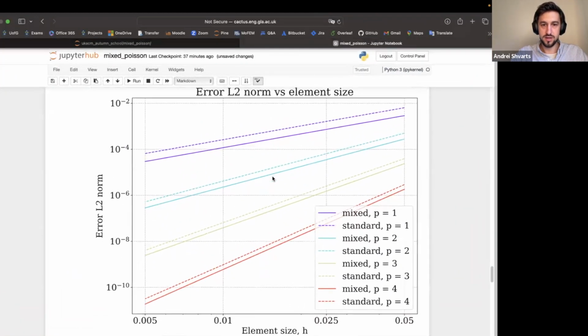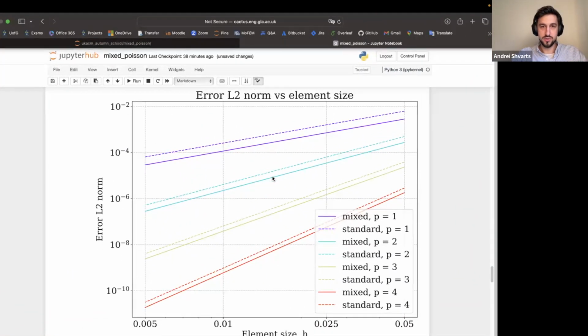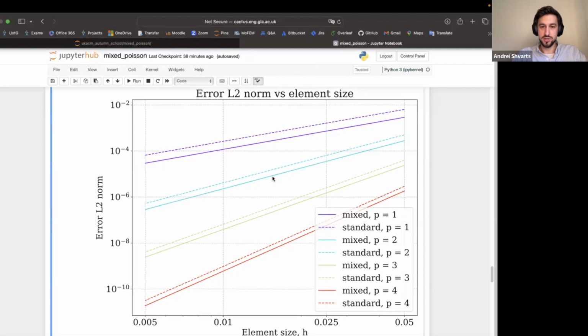And we can use this plot to check the formulation that we are using over here. So we're comparing here the mixed, the full curves, with the dashed ones for the standard formulation for the orders from 1 to 4, as was designed, and then the element size is decreasing from 10 to the power minus 2 to 10 to the power minus 3. So we are decreasing the element size 10 times, and we are looking at how the error is decreasing.